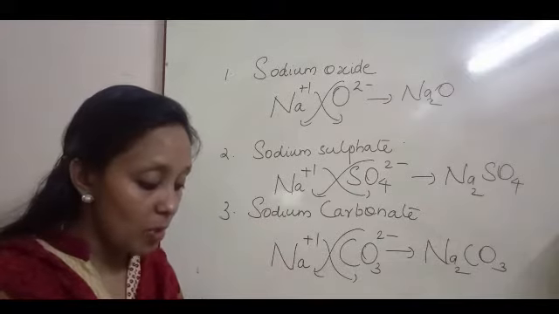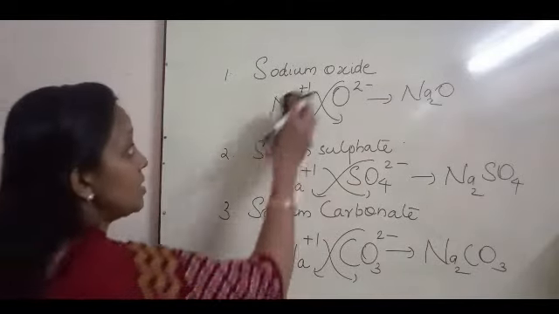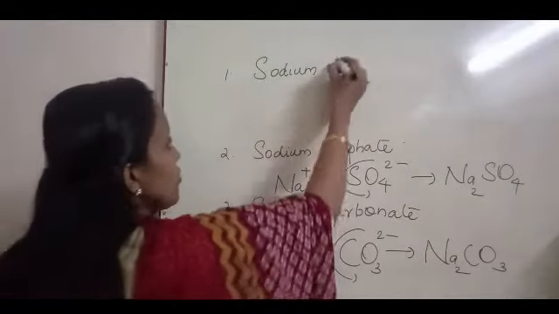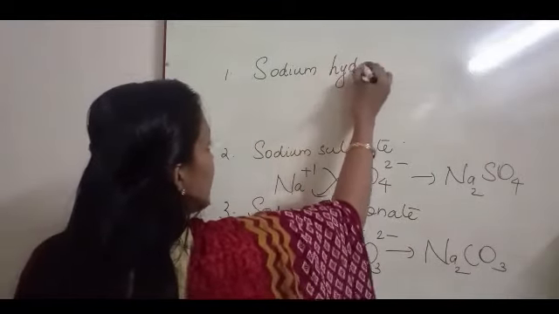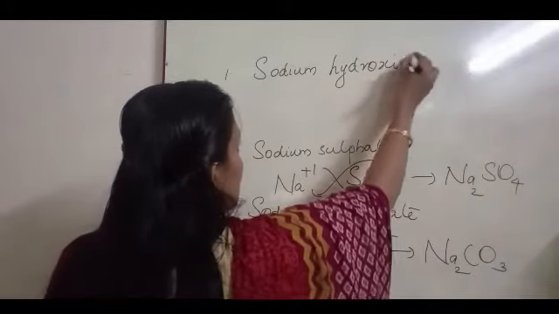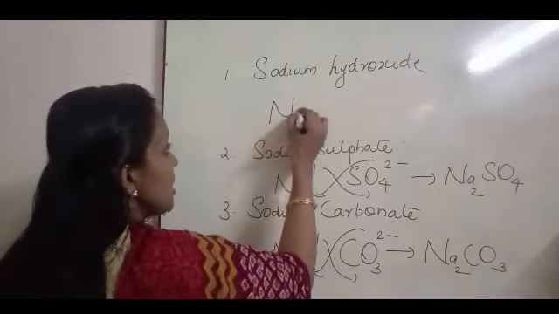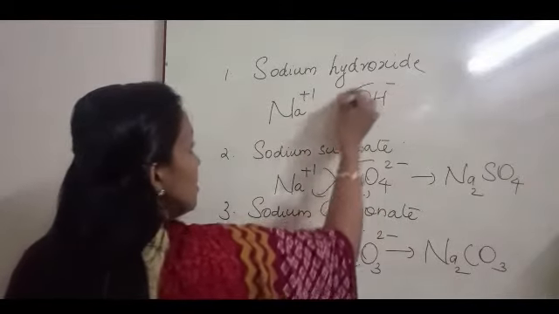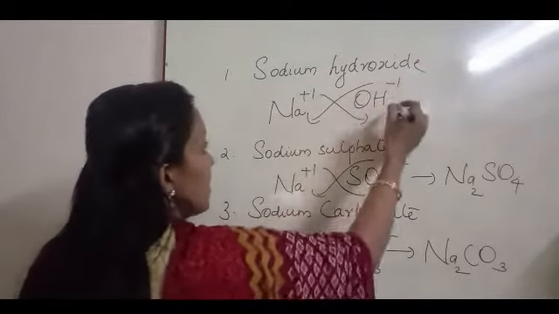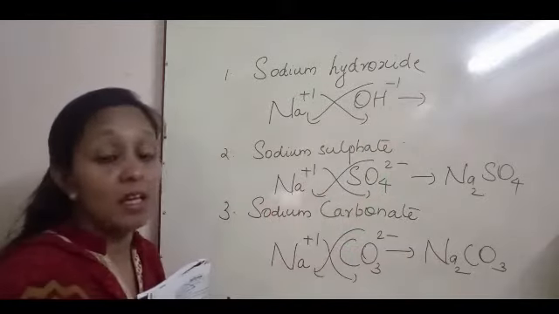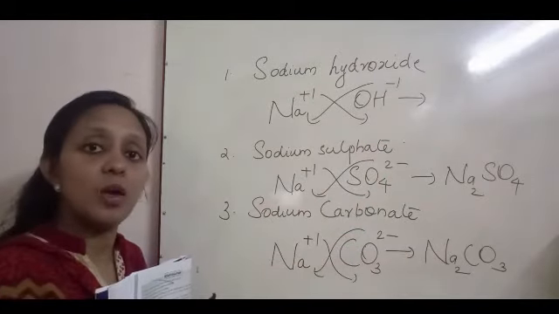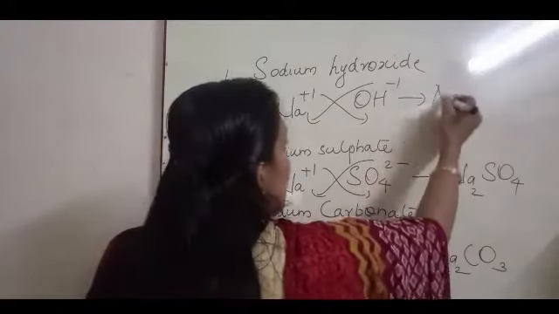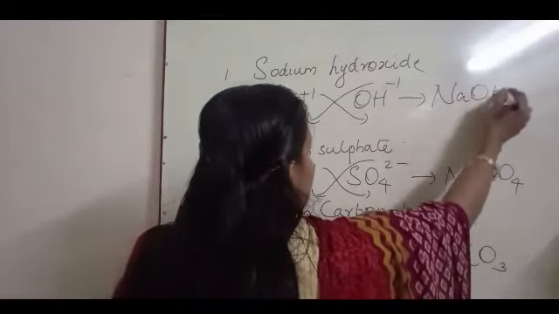The next compound is sodium hydroxide. How do we write the formula of sodium hydroxide? We know that the valency of sodium is plus 1, so we write that first, Na plus 1. Hydroxide is OH minus. Now on exchanging the valency, we get the formula as NaOH. Why do we get it as NaOH? Because both the radicals show the same valency, NaOH.